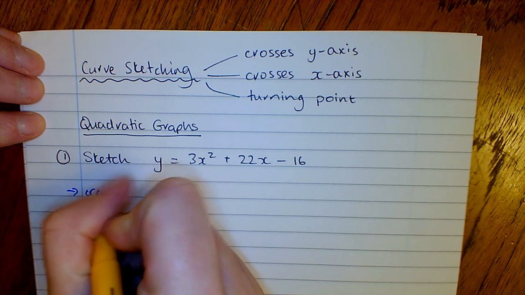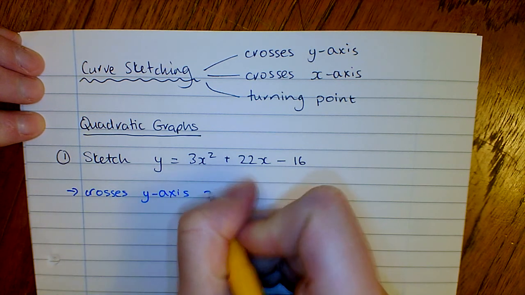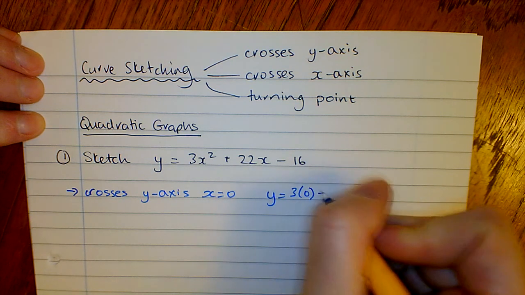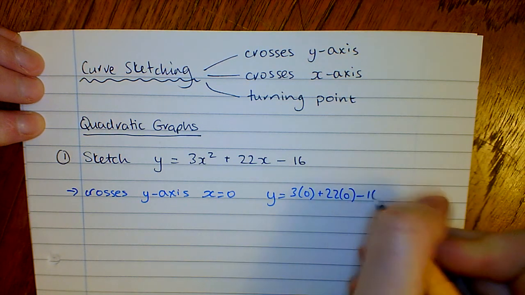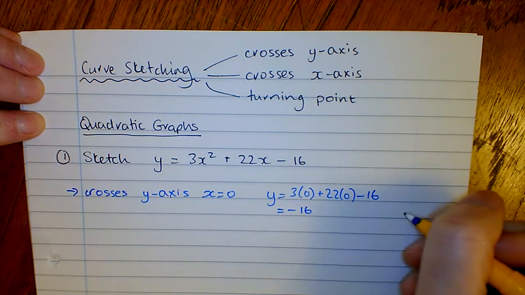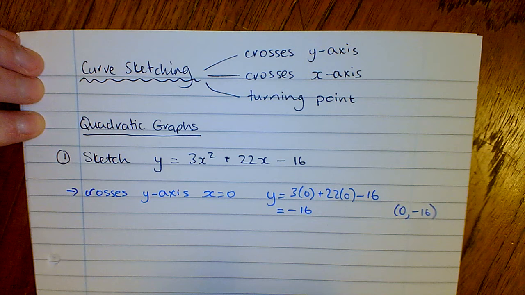So first of all then, where it crosses the y-axis. So where it crosses the y-axis, that's where x is naught. So y is 3 times naught plus 22 times naught minus 16. So we get that y is minus 16. So there's our first coordinate then, naught, minus 16.